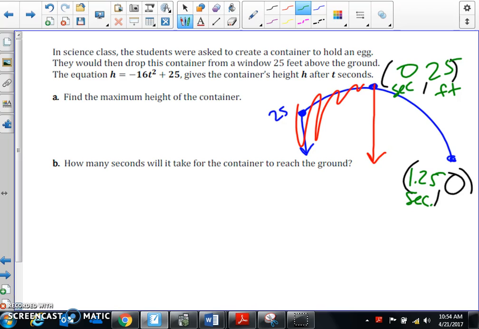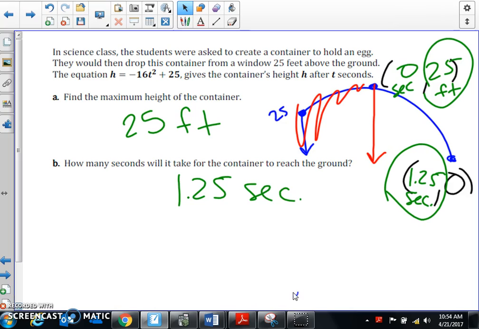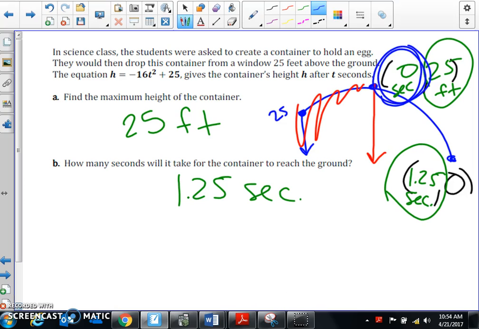All right, let's read the questions. Find the maximum height of the container. Maximum height, 25 feet. And how many seconds will it take the container to reach the ground? Boom, right there, 1.25 seconds. Now, they didn't ask in any of these practice problems, but if they asked us how long did it take for it to reach its maximum height, we would say this is how long it took. But I don't think any of them actually asked us that. Okay?